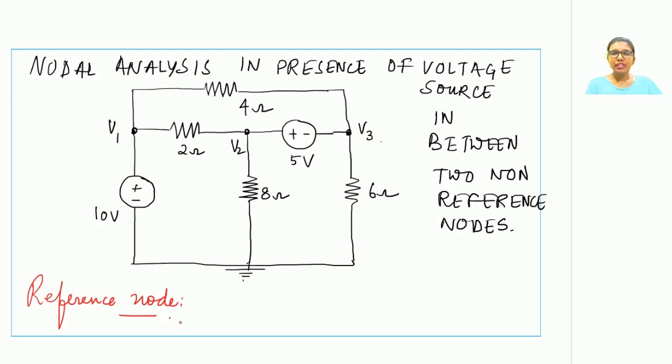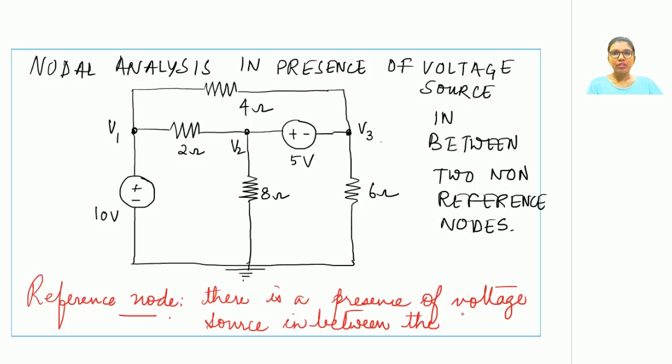By reference node, it means there is a presence of a voltage source in between a node and the ground potential. If such a case arises, then that node is called the reference node, and the value of that reference node is equal to the value of the voltage source with the sign which is closest to the node. So this concept of reference node has already been discussed in the DC nodal analysis lecture.